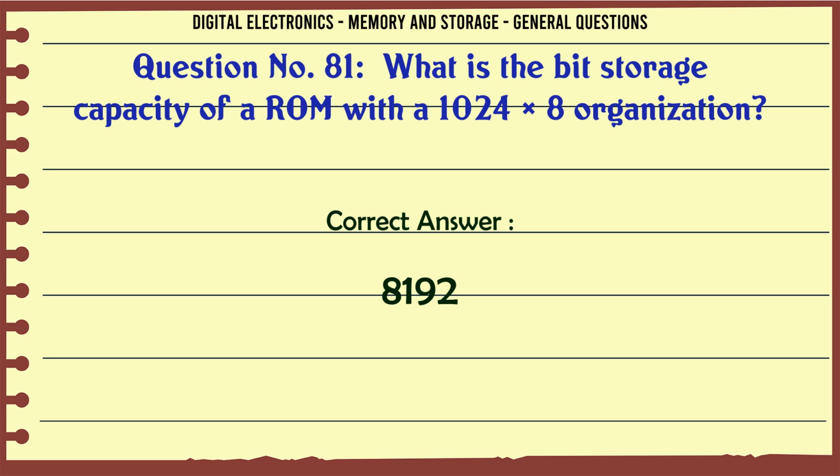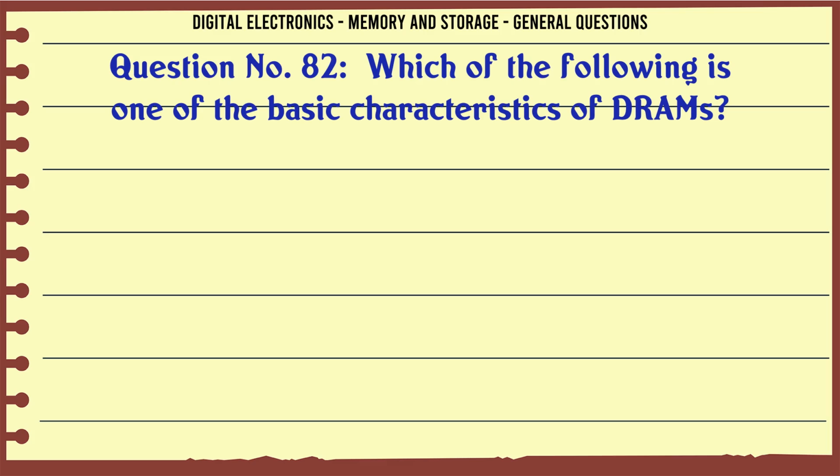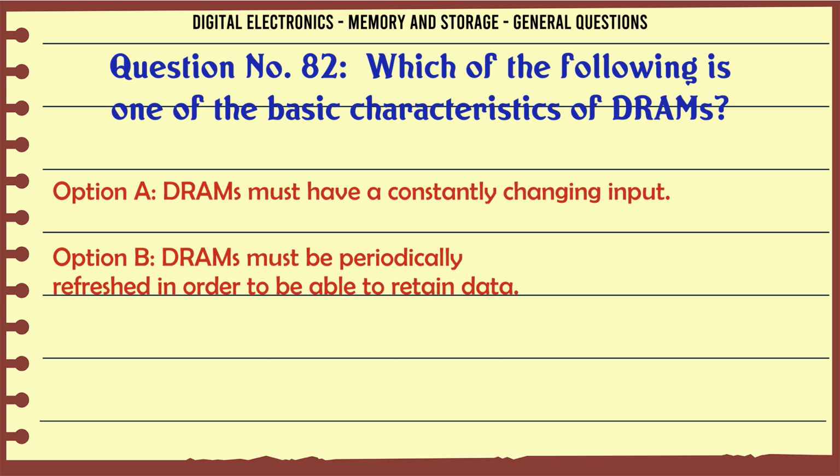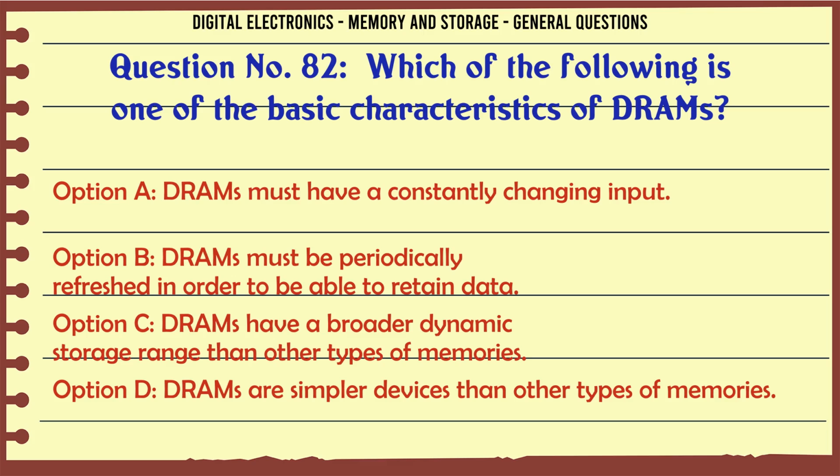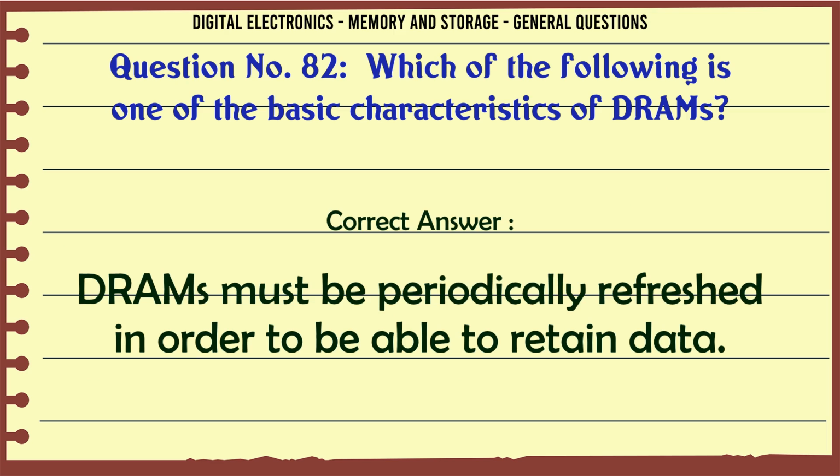Which of the following is one of the basic characteristics of DRAMs? A. DRAMs must have a constantly changing input. B. DRAMs must be periodically refreshed in order to be able to retain data. C. DRAMs have a broader dynamic storage range than other types of memories. D. DRAMs are simpler devices than other types of memories. The correct answer is DRAMs must be periodically refreshed in order to be able to retain data.